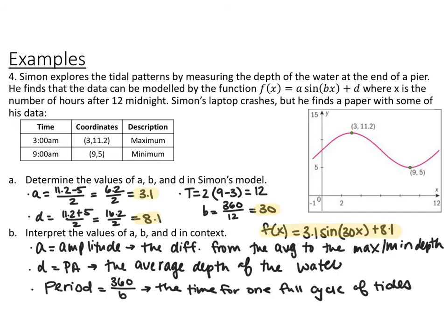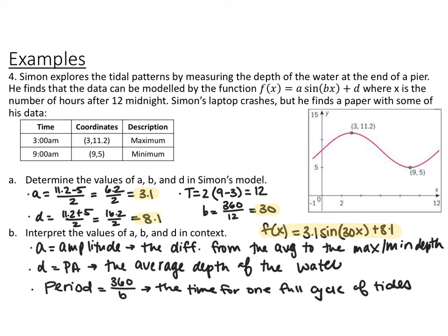So A is your amplitude, so it's the difference between the maximum and the minimum divided by 2, the whole distance divided by 2. So I just subtracted the maximum 11.2 minus the minimum of 5 and divided that by 2 and got that the amplitude, or A, was 3.1. And it's positive because it starts by increasing. D is your principal axis, so that's the average between the maximum and the minimum, right in the middle part. So I took the max and the min, and divided that by 2, and you end up with 8.1.